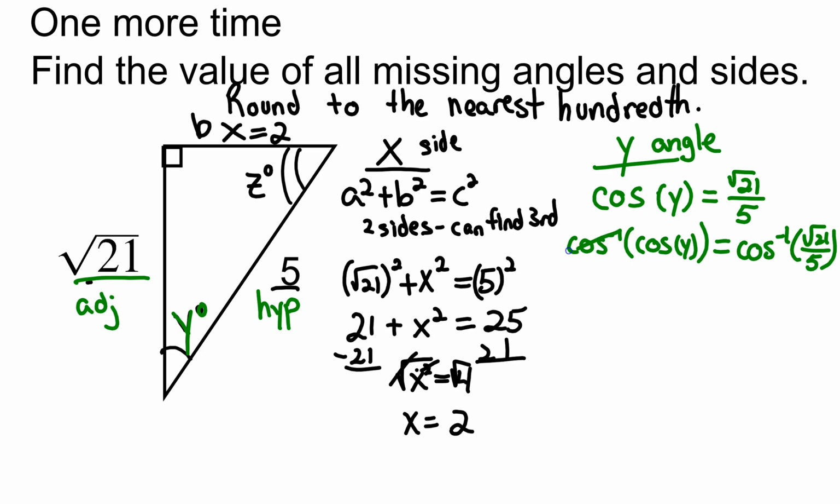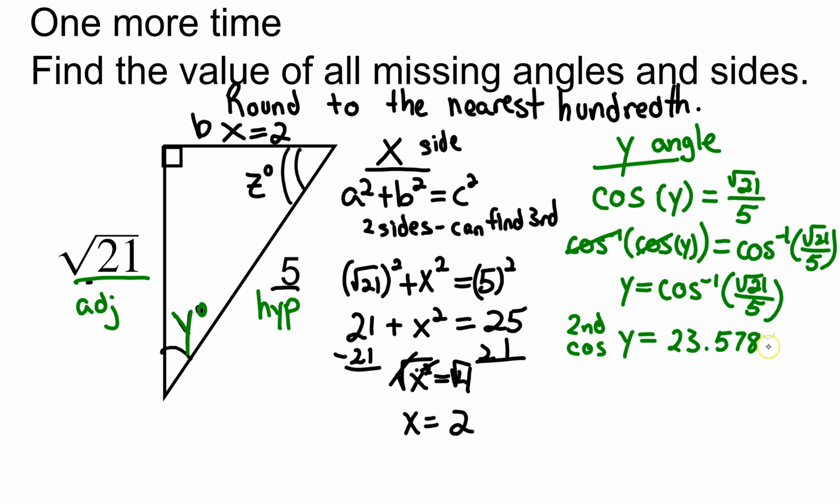Then from there, these cancel. I'm left with y. And on this side, I just need to put the inverse cosine of the square root of 21 over 5 in the calculator. Now to do this inverse cosine, all you need to do is press that second button, the green button, and then press the cosine button. From there you put that in your calculator, and you should get y is equal to 23.578. And since this is an angle, we're going to put a degree symbol.